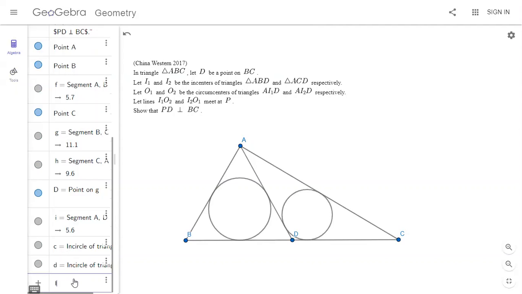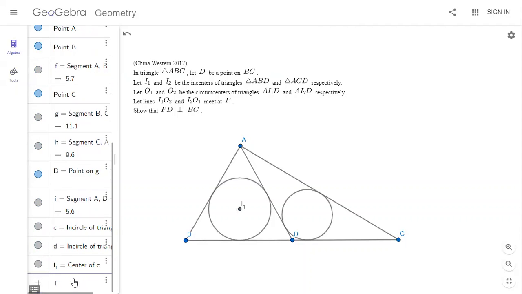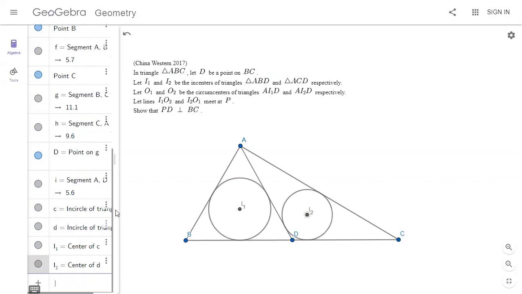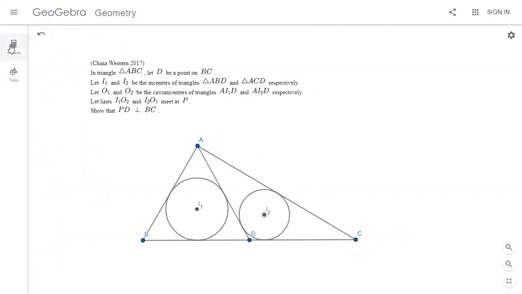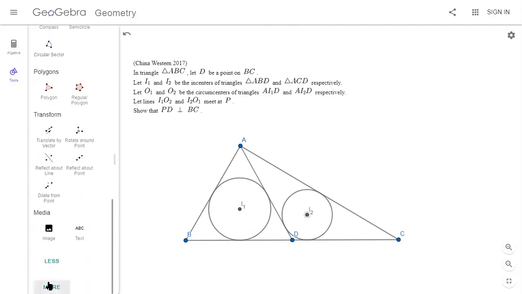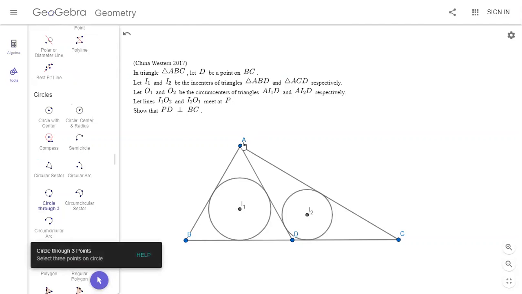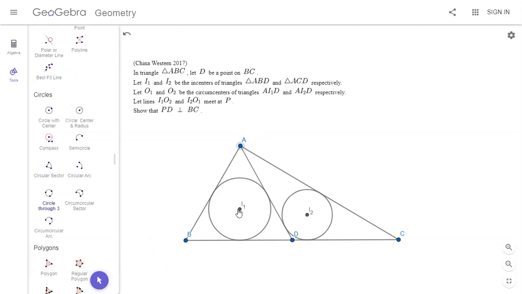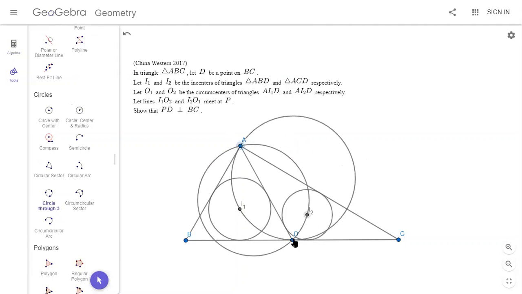And then I1 is the center of one, and I2 is the center of the other. O1 and O2 are the circumcenters of AI1D and... okay, that's kind of interesting. I don't think I've seen a problem like this before where it has the circumcenter of AI1D and AI2D.